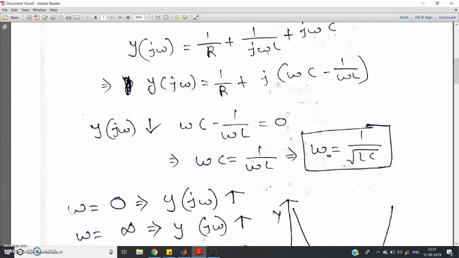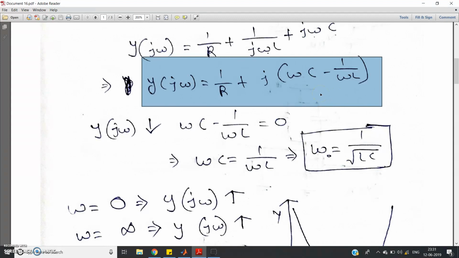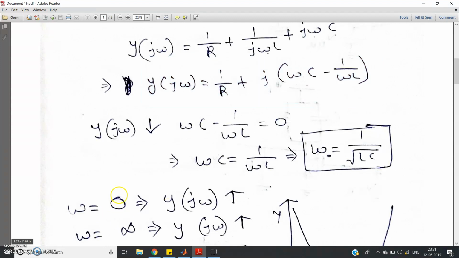These are basic things. Now, we are getting the minimum of Y of j omega at 1 by root over LC. And at omega equal to 0, what is Y of j omega? If you take the magnitude, at omega equal to 0 Y of j omega will have a very high value, because at omega equal to 0 this term will become infinity. So if you take the magnitude, you will get a very high value of Y of j omega.